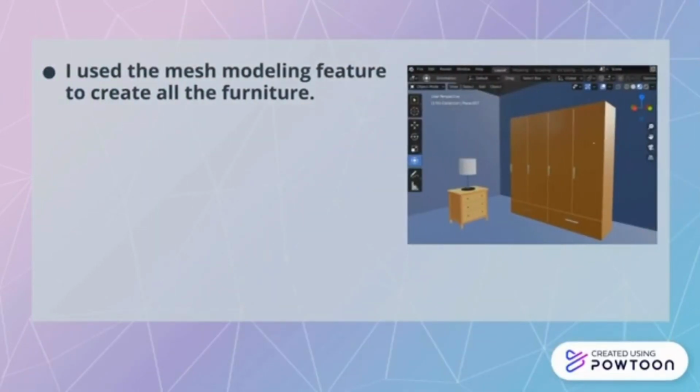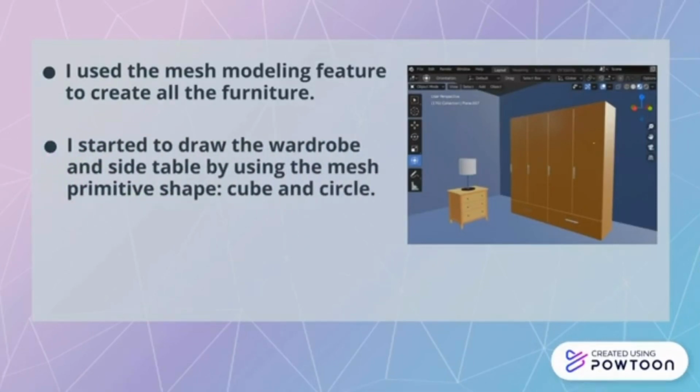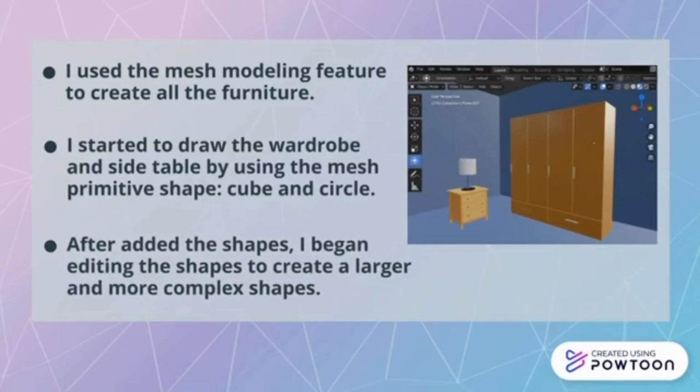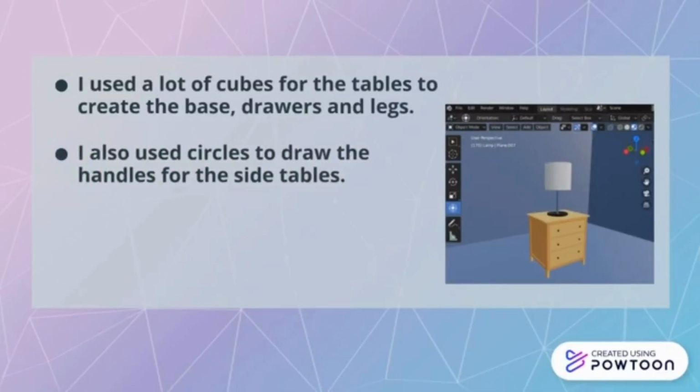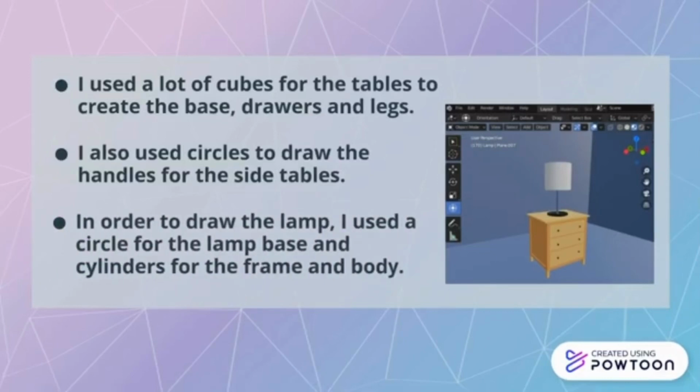I used the mesh modeling feature to create all the furniture. I started to draw the wardrobe and side table by using the mesh primitive shape, cube and circle. After adding the shapes, I began editing the shapes to create larger and more complex shapes. I used a lot of cubes for the tables, to create the base, drawers and legs. I also used circles, to draw the handles, for the side tables. In order to draw the lamp, I used a circle for the lamp base, and cylinders for the frame and body.